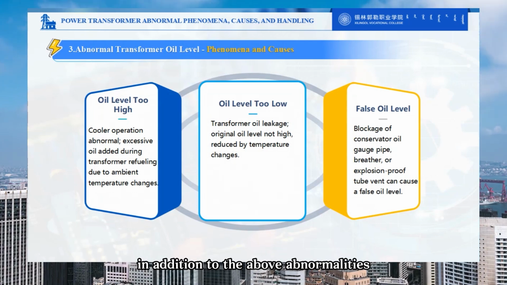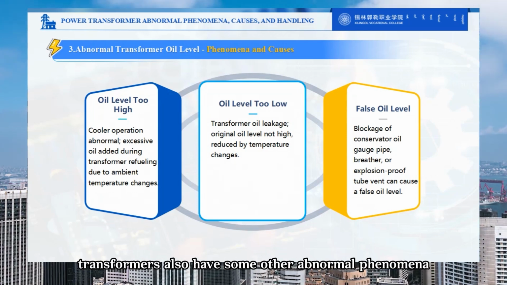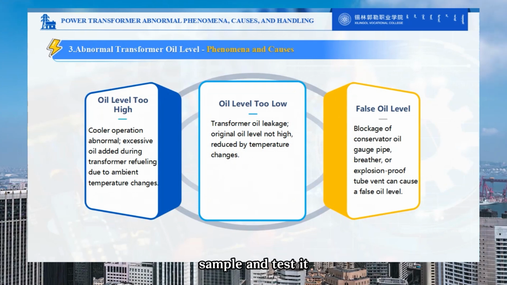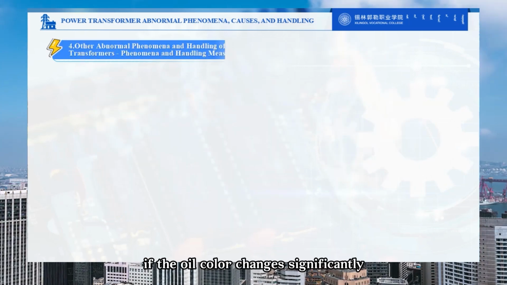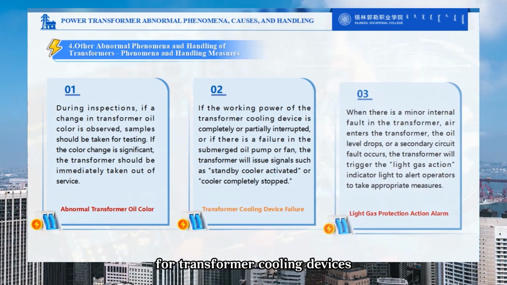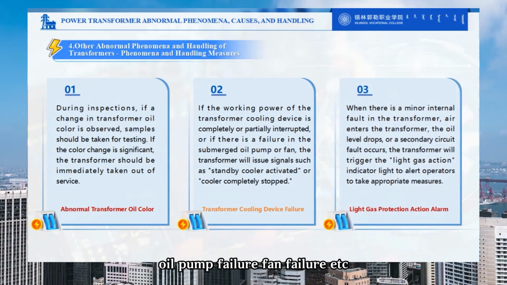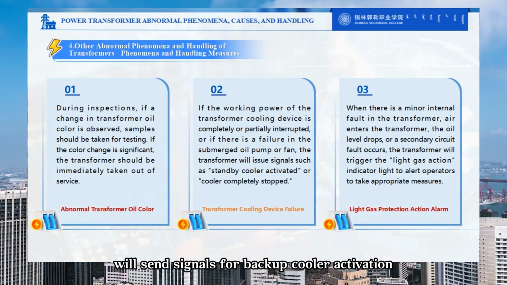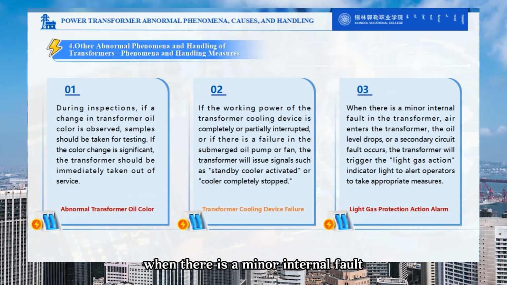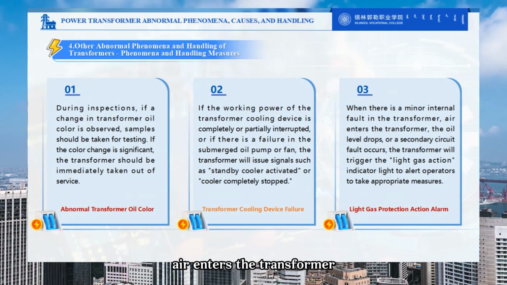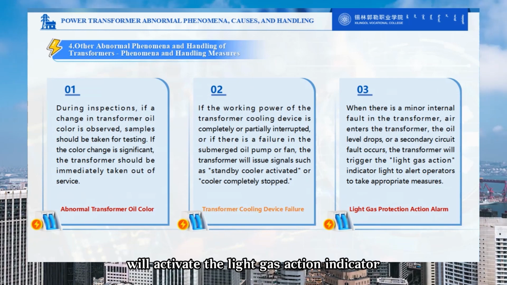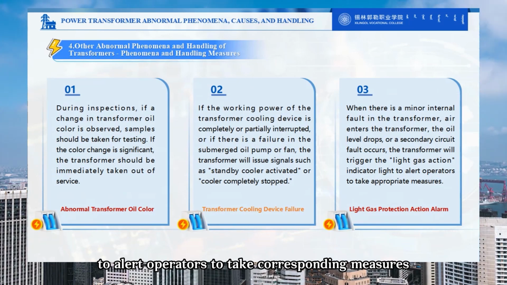In addition to the above abnormalities, transformers also have some other abnormal phenomena. For example, if a change in transformer oil color is found during inspection, sample and test it. If the oil color changes significantly, immediately stop using the transformer. Complete or partial interruption of the working power supply for transformer cooling devices, oil pump failure, fan failure, etc., will cause the transformer to send signals for backup cooler activation, or complete stop of coolers. When there is a minor internal fault in the transformer, air enters the transformer, oil level decreases, or secondary circuit failure occurs, the transformer will activate the light gas action indicator to alert operators to take corresponding measures.